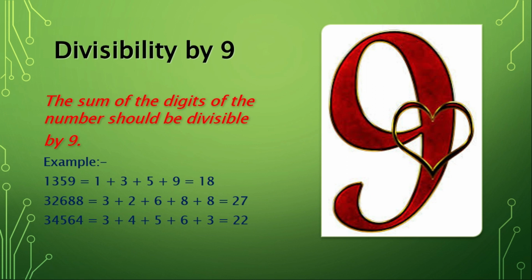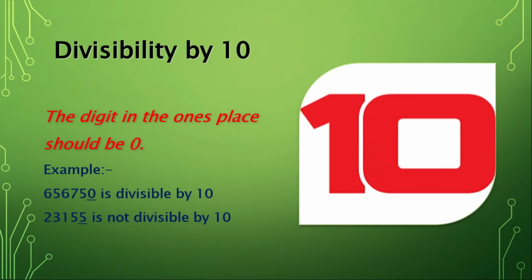Now let us quickly move to the next rule, that is divisibility by 10. It is also as simple as it was for 5. Similarly, we have to see the digit in the ones place and the digit should be 0. Like we have these numbers and we can quickly see that the last digit, or the digit at the ones place, is 0. That means this number is divisible by 10. But if the last number is not 0, then the number is not divisible by 10. So this is the rule for number 10.